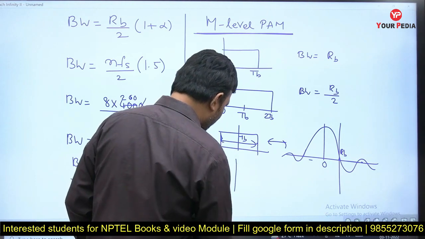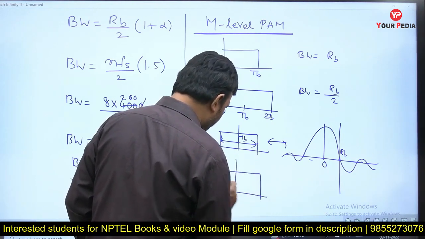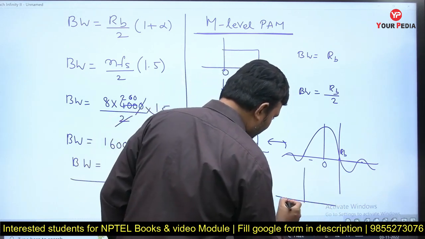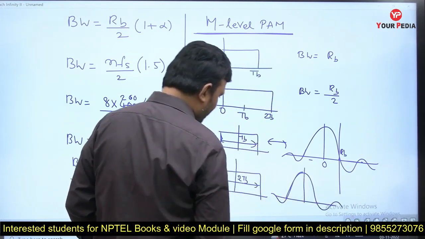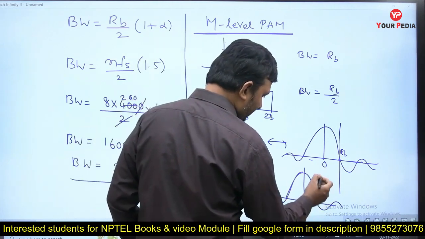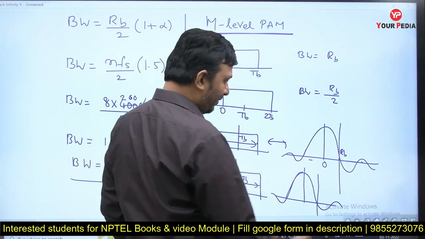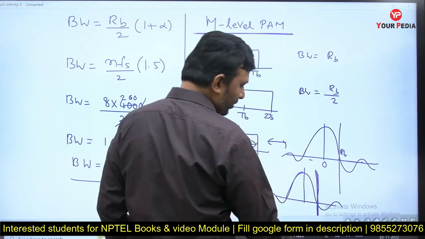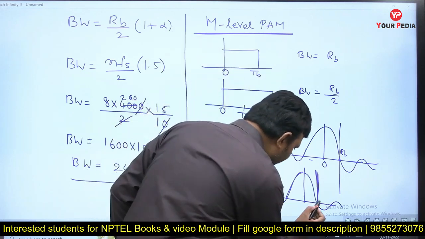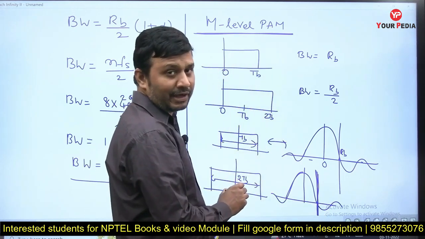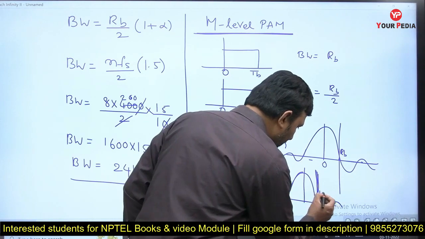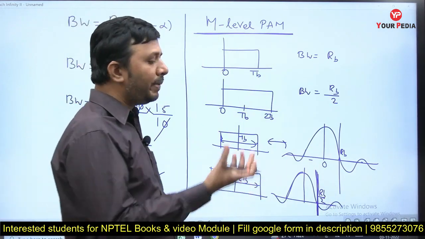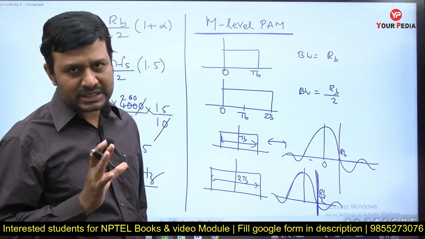Suppose I take a rectangular pulse of width 2 TB. Here also the Fourier transform will be a sinc pulse kind of thing, but here 1 by 2 TB is the first null. So we are going to calculate the bandwidth. For practical bandwidth we consider only the main lobe, and this will be the reciprocal of the pulse width. 1 by 2 TB is nothing but RB by 2. So in M level PAM we'll be grouping the bits to form symbols, right?